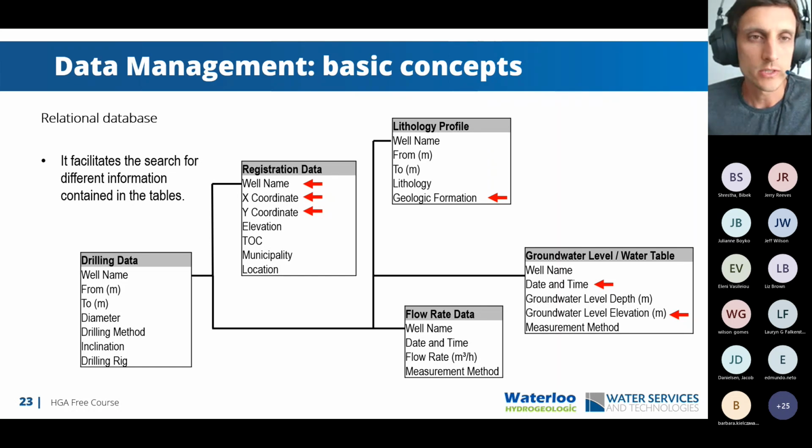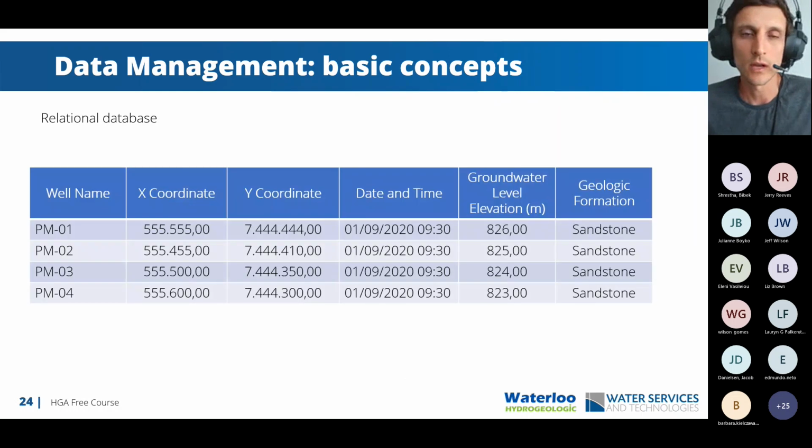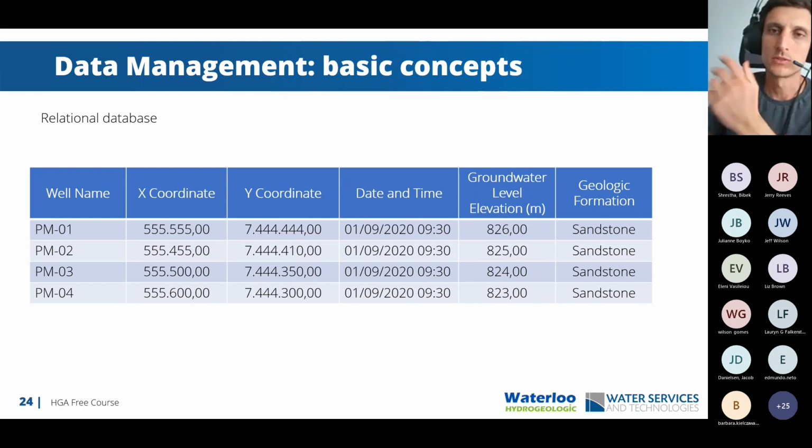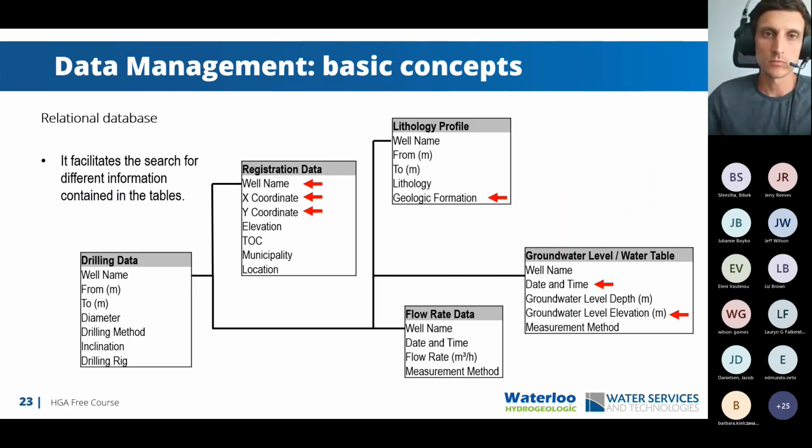As I'm working with a relational database, it's very easy to get that data from my database. And then I would have, as a result, this table here with the well name, the coordinates, date and time, groundwater level, and geologic formation here. And this is a benefit of working with the relational database, because you can get different information from different tables.